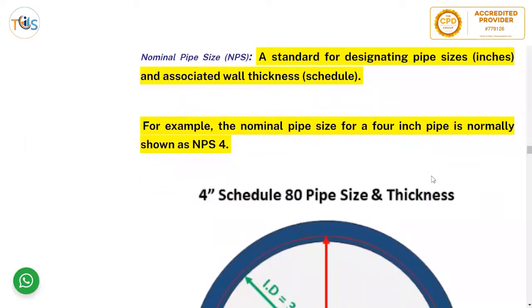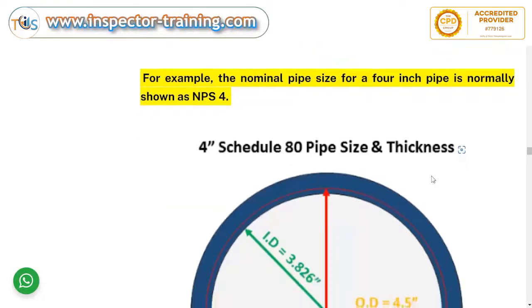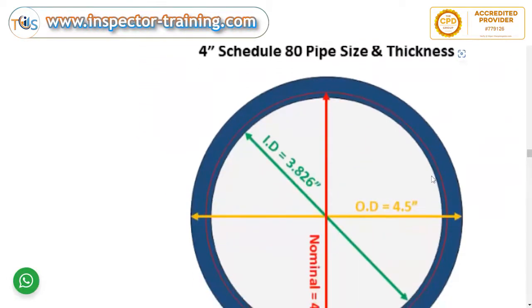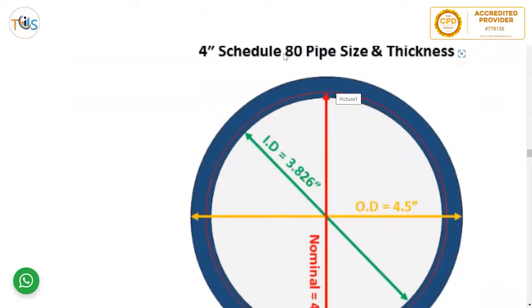Nominal pipe size, a standard for designating pipe sizes, in inches, and associated wall thickness. For example, the nominal pipe size for a 4-inch pipe is normally shown as NPS 4. So this is a Schedule 80. We normally have from Schedule 5 to Schedule 80, I think, or maybe more. As the schedule increases, the thickness increases and the outside diameter remains the same. So because the thickness increases, the inside diameter decreases, obviously.